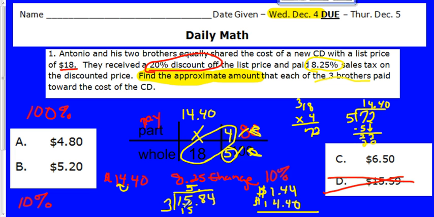Keep going. 3 can go into 8 how many times? Twice. So the only one that's closest to that answer is going to be B, $5.20. That is your answer for number 1.